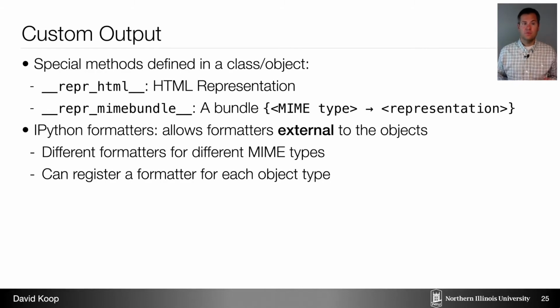But it also provides ways to customize for custom output. So if you have your own class or object, you can provide a particular HTML representation or a MIME bundle representation. In addition, you can add formatters to objects that you didn't even create, formatters that are external to the objects. So you can add different formatters for different MIME types, and you can register a formatter for each object type.